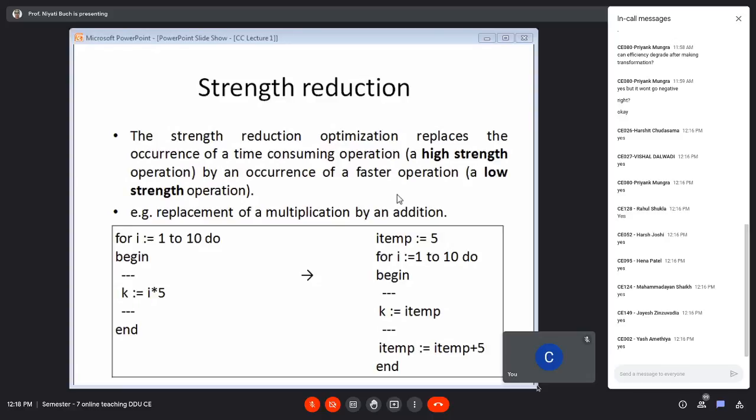So what do we do here? We simply make a tiny modification by adding a temporary variable, and the code gets transformed. We are not using the multiplication operator, but instead the addition operator. See how simple it is, and the optimization can be done. So that is strength reduction.